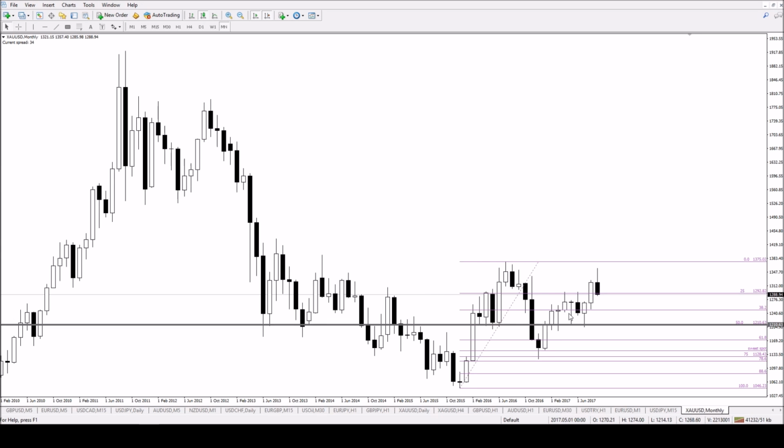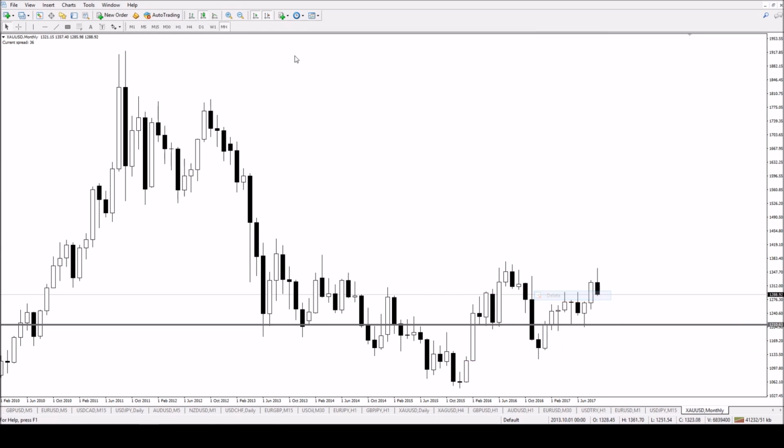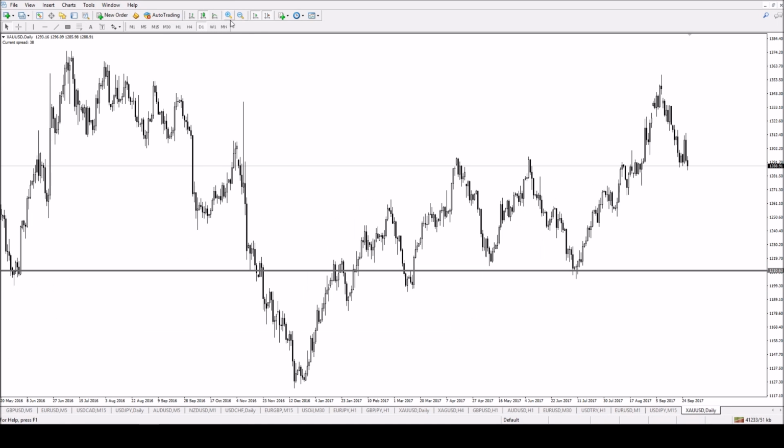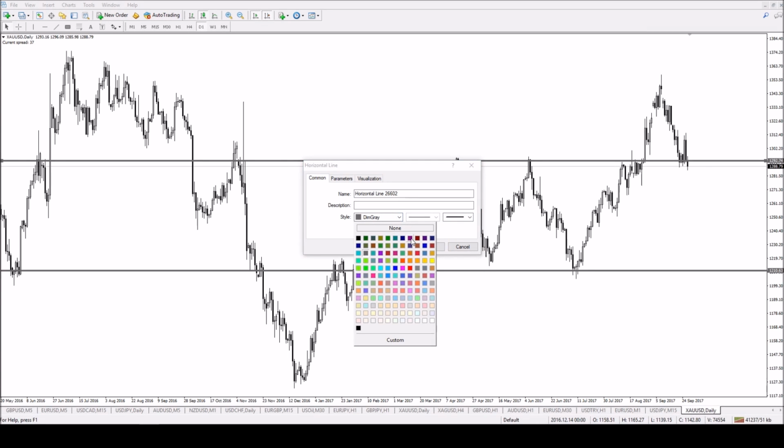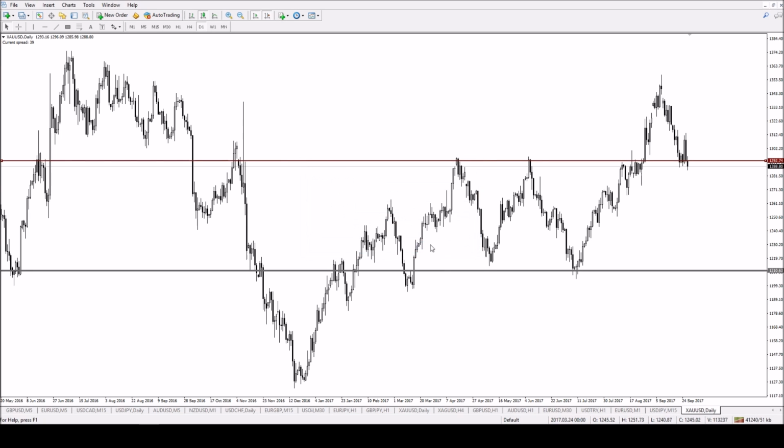Right, now let's go down to the lower time frames. Now let's go to the daily. This is why the level we're at now is critical. So around here, the 1293-ish level, around here, this level here, and let's see what we notice about this level.